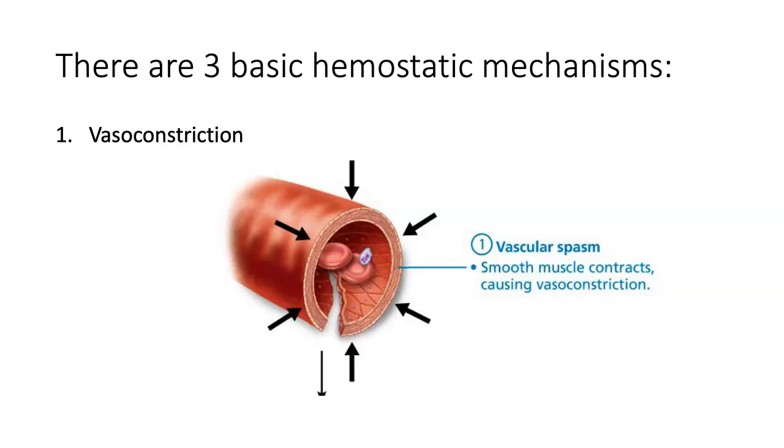One is vasoconstriction. Vasoconstriction is just when smooth muscle cells in the walls of a blood vessel constrict. That decreases the diameter of the blood vessel, kind of like pinching a hose when water is moving through. That's going to reduce the amount of flow through the vessel, therefore reducing the amount of blood leaving the damaged vessel.